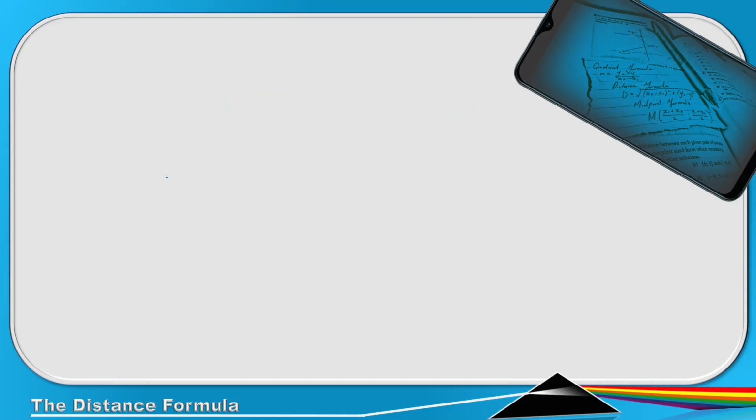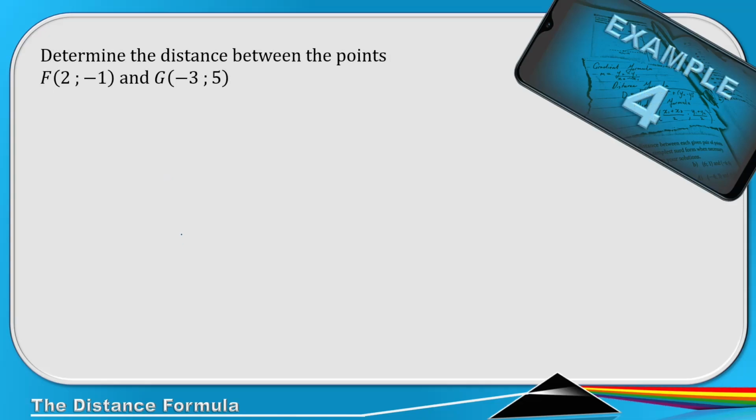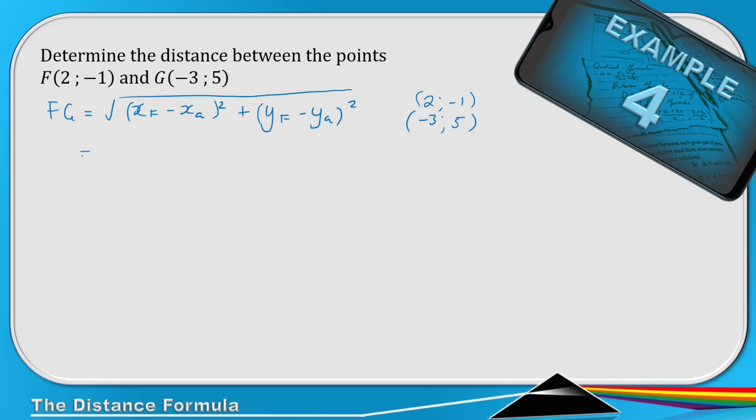And we're done. Alright, and this is just one final example. Determine the distance between the points F and G. So FG is equal to the square root of x of F minus x of G, all squared, plus y of F minus y of G, all squared. Okay, and then I'm just going to list these two, (2, -1) and (-3, 5). So when I substitute it in, I'm simply going to say 2 minus negative 3, squared, plus negative 1 minus 5, squared.